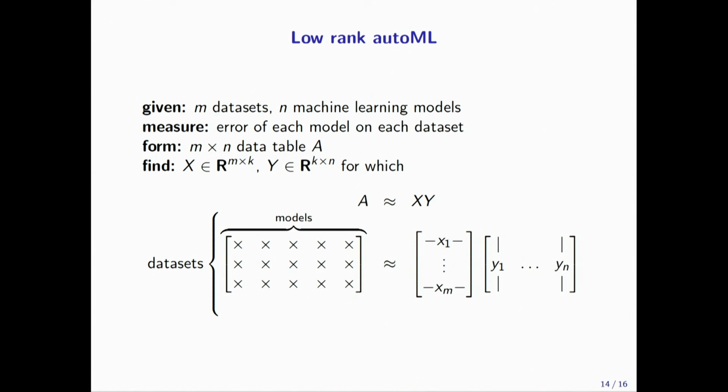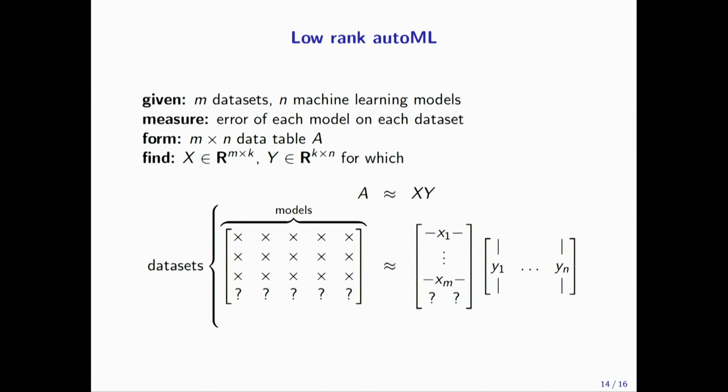Actually, this you can do just using PCA. So what does that mean? The rows of X are the data set features, and the columns of Y are the model features. It's kind of weird. And the entries in A should be maybe the cross-validated error of that model on that data set.